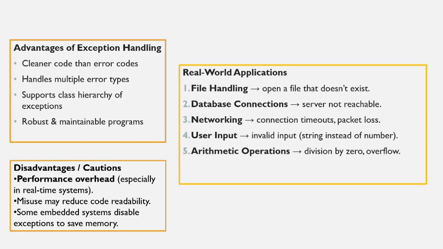Now we come to the advantages of exception handling. It gives cleaner code than error codes, handles multiple error types, supports class hierarchy of exceptions, and gives robust and maintainable programs. Now when we come to the disadvantages: performance overhead, misuse may reduce code readability, and some embedded systems disable exceptions to save memory. And the real world applications: it is used for file handling, database connections, networking, user input, and arithmetic operations.